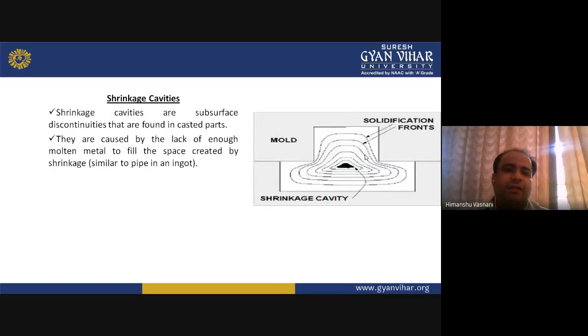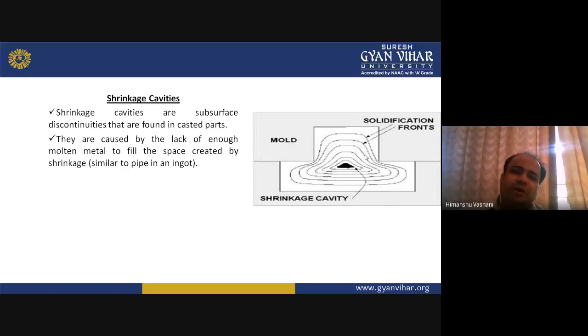Okay, then shrinkage cavities. What are these? These are subsurface discontinuities that are found in casted parts. They are caused by a lack of enough molten metal to fill the space created by shrinkage. You have also heard about casting defects, and one of the defects is the shrinkage defect. In that case, there are shrinkage cavities. What happens is that the workpiece shrinks on cooling.